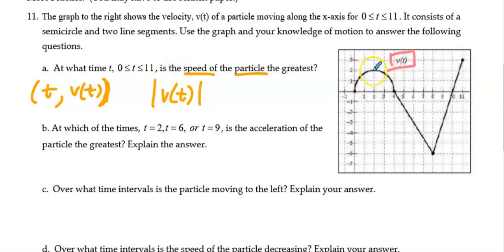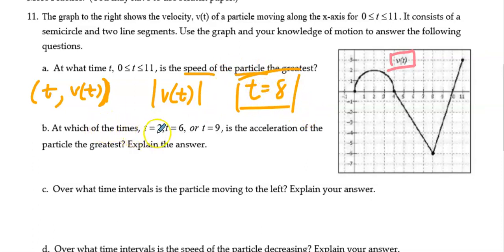So here our speed is 2. Here our speed is 3. But way down here our speed is actually 6. Right? Our velocity is -6, but our speed is 6. So let's look at where it actually is 6. And it's right here at time equals 8. Okay? So that's it. It doesn't say anything else for our answer for that one, so we just say that it's at time equals 8.